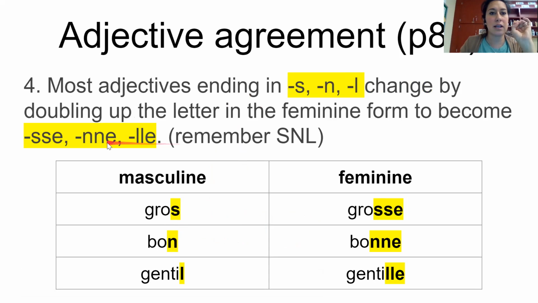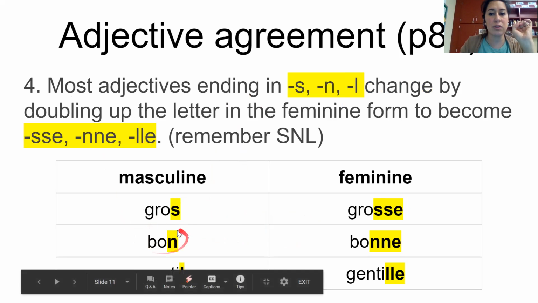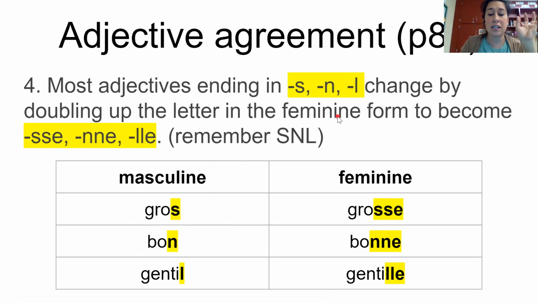All right, this next rule is the one where we had bon on our table and we had NNE. Now, the great rule for learning this, and I never knew this when I was learning French because we don't have Saturday Night Live in England. It's an American thing, so SNL. If it helps you remember, most adjectives that end in S and L change by doubling up the letter.